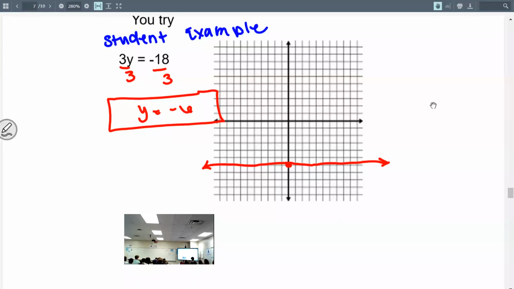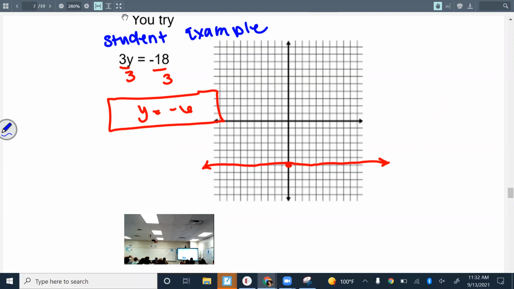All right, y should be equal to -6. That's the equation that you're graphing. So your y-intercept is -6, and that horizontal line is where all the y values equal -6. And there's no slope, right? That's why there's no rise. All right, make sense? Any questions? No. All right, so then let's squeeze in one more example.